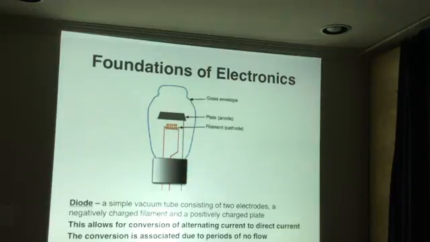Now, the diode was not an efficient way to do this, because the periods of reverse flow ended up being periods or gaps of no flow within the diode. And so what you would have is a staggered flow of electricity as opposed to a steady direct current. And so modifications would be required to prevent this stop-start flow of electricity.